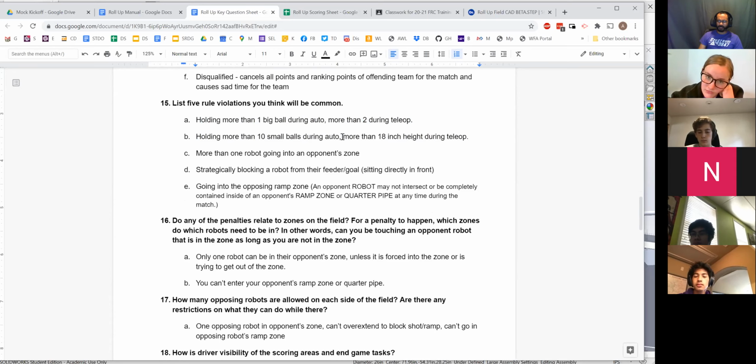So this is a little odd. You just can't start with more. It's not a penalty, right? They wouldn't let you start the match. So holding more than 10 balls during auto isn't the question, because you just can't start the match with them. If you manage to acquire more than 10 balls during auto, you can. If you manage to acquire more than one big ball during auto, you can. You just can't start the match with those numbers. So you're allowed to intake more balls during the autonomous period.